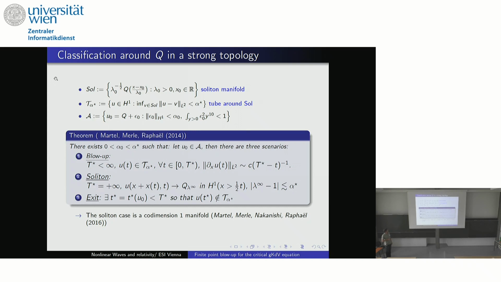And moreover, there is another work of Martel, Merle, Nakanishi, and Raphael, where they prove that this case here is actually a codimension 1 manifold separating the blow-up and the exit regions. Okay. A little bit more on this.